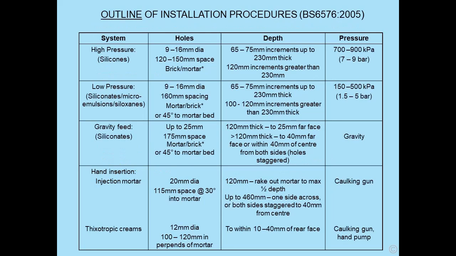Outline of the installation processes, BS 6576: high pressure, low pressure, gravity feed, hand insertion, thixotropic creams. These are the basic outlines of the installation: hole diameter, depth, and where appropriate, the pressure and how to apply.